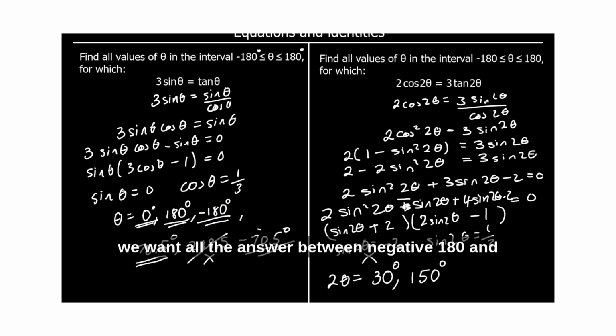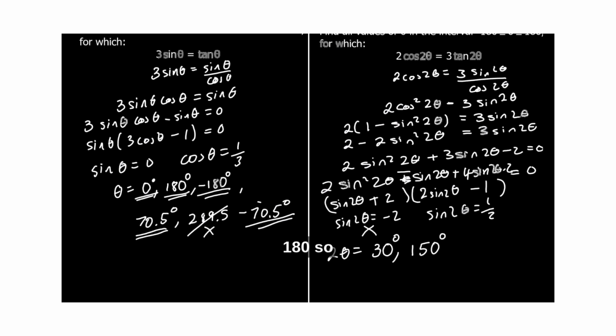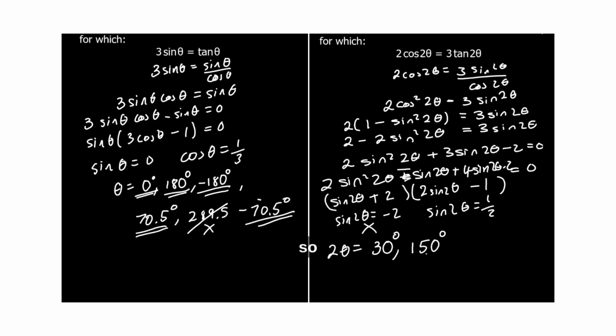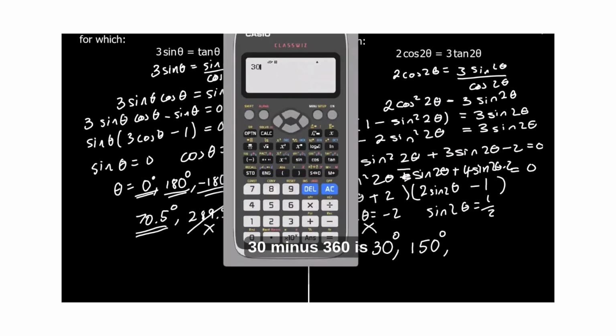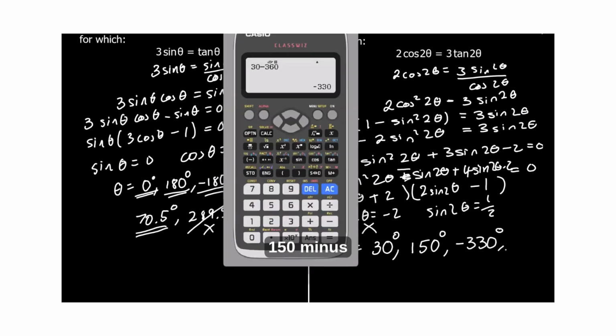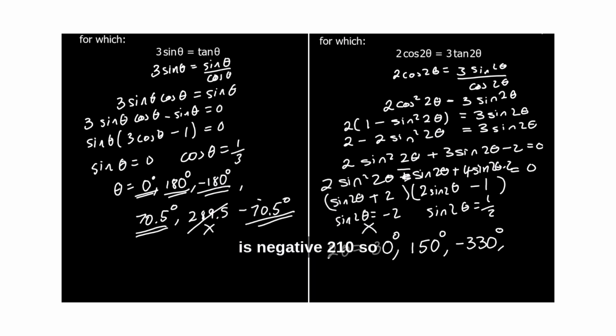We want all the answers between negative 180 and 180. So when we half them, they've got to be between negative 180 and 180. So we want between negative 360 and 360. So let's go back. So take 360 away from both of these. So 30 minus 360 is negative 330. And 150 minus 360 is negative 210.